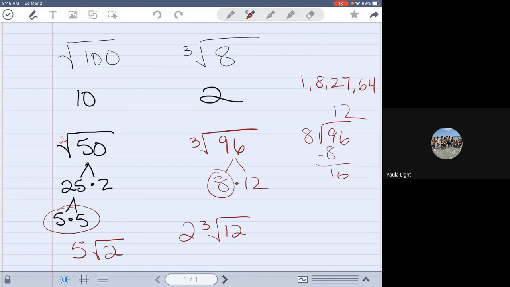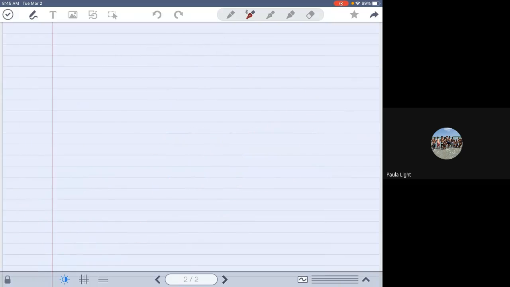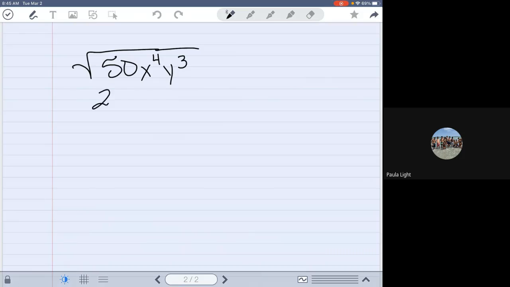All right, now the square root stuff, they're going to throw in variables with exponents. So let's say you had to simplify the square root of 50, which we just did, x to the 4th, y to the 3rd. So the first thing you simplify is the 50. 25 times 2, the 5 comes out. The 2 stays under. Then you expand your variables.